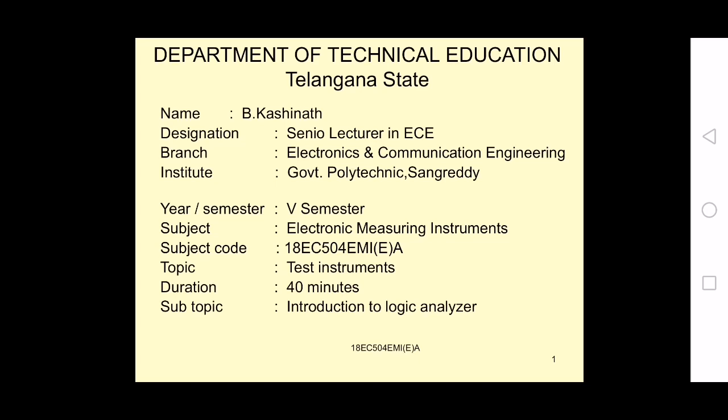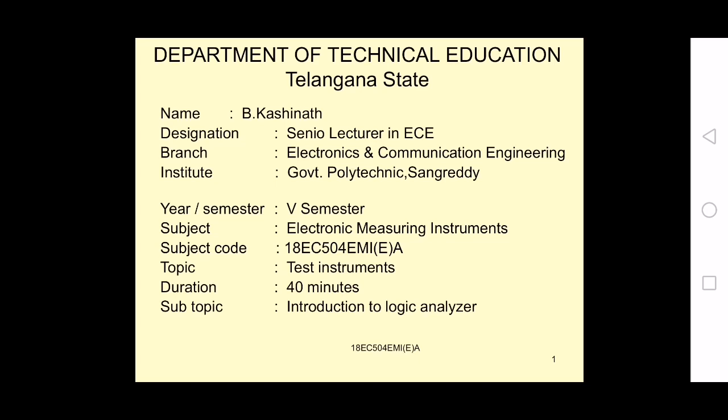And the topic which I am going to discuss is test instruments, and the subtopic is introduction to the logic analyzer. So in the previous class we have discussed the working of the spectrum analyzer. So what is frequency spectrum? Frequency spectrum is nothing but on the x-axis you will have the frequency, and on the y-axis you will have the amplitude or any electrical property, that is voltage or current of any sinusoidal signal.